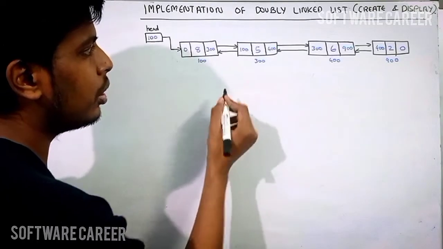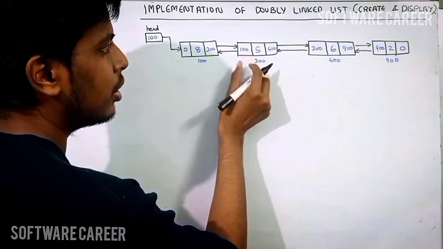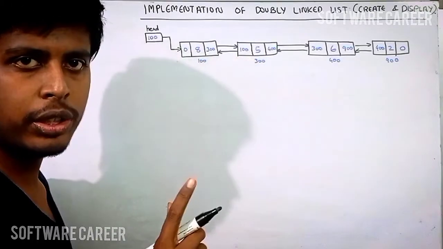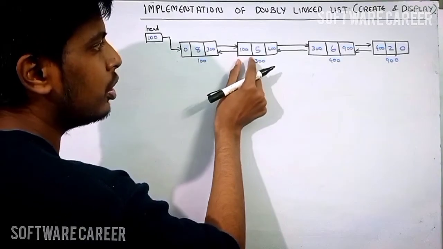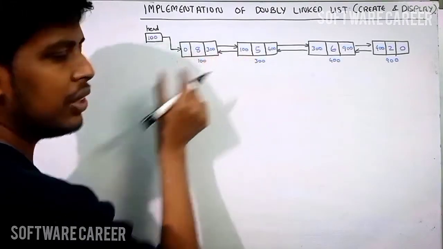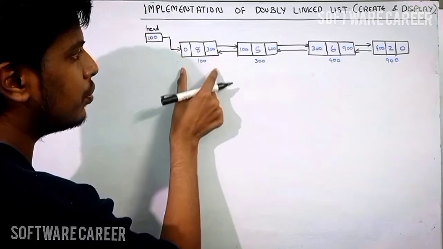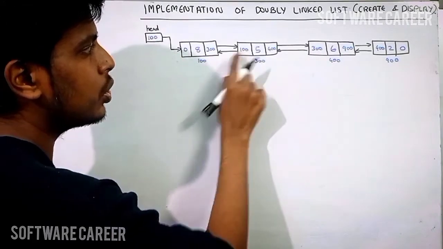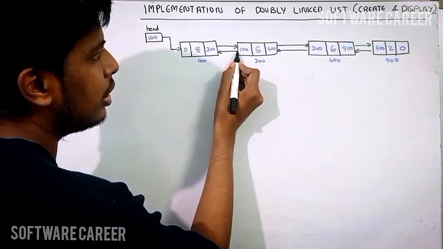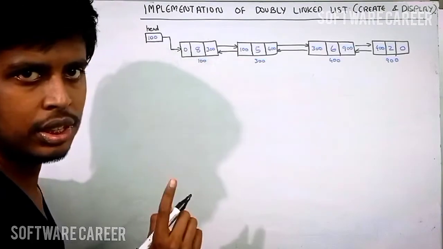Now let's see what the parts are. This is the first part, the previous pointer. This previous pointer is used to store the address of the previous node. The address of this node is 100, so 100 is stored here. So it creates a link like this in the backward direction.